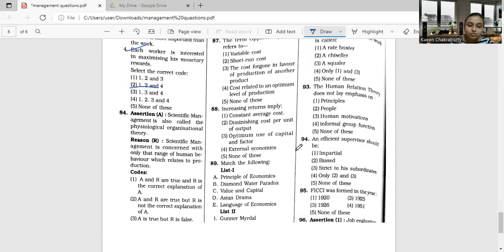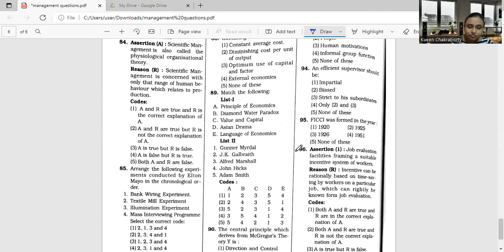Next, moving on to question number 84. This is an assertion and reasoning question. Assertion says, scientific management is also called the sociological organizational theory. Reasoning says scientific management is concerned with only that range of human behavior that relates to production.